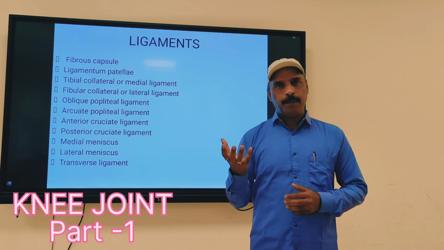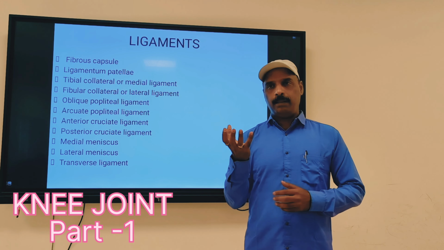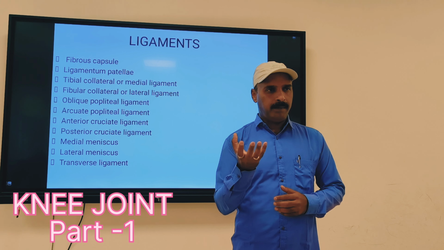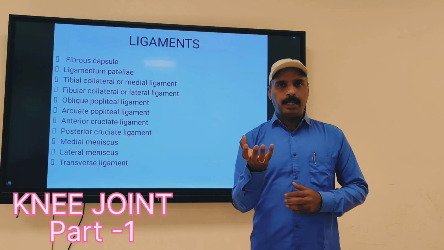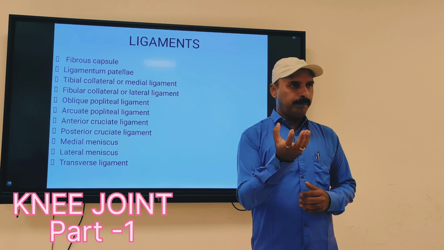Why? Because the condyles of the femur are held on very shallow condyles of the tibia. The tibial condyles are very shallow, and in the condyles of the femur we get convexity.